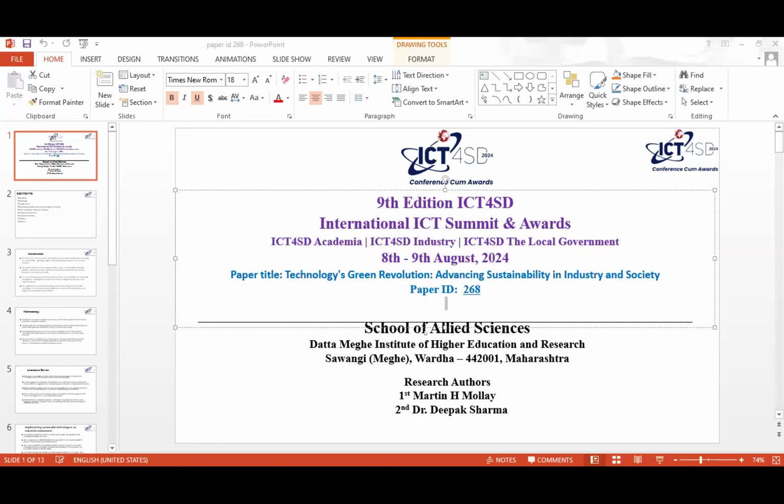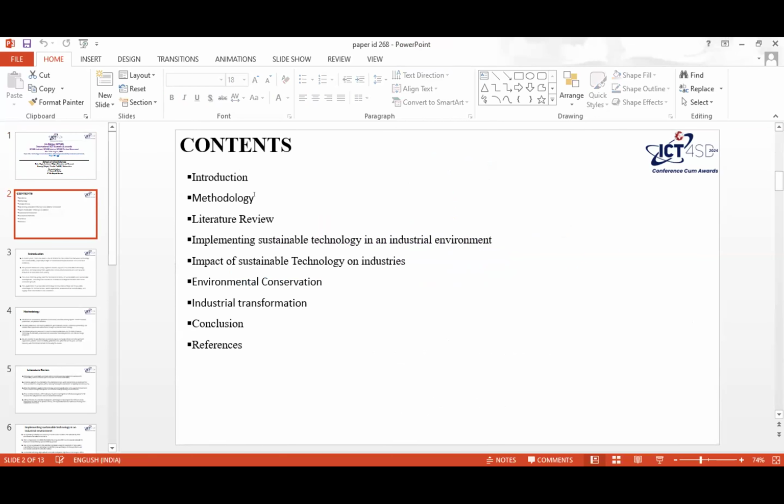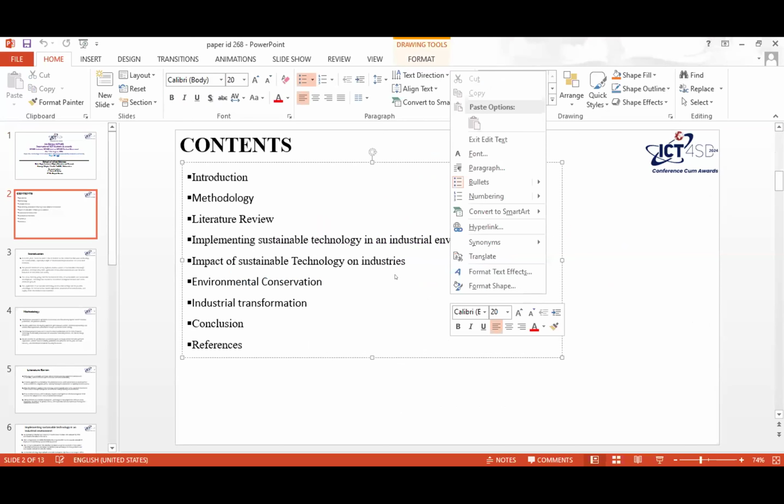Yes, it is. Okay. Moving on to the presentation, there is the table of contents: introduction, methodology, literature review, implementation of sustainable technology in an industrial environment, impact of sustainable technology on industry, environmental conservation, industrial transformation, and conclusion with references.